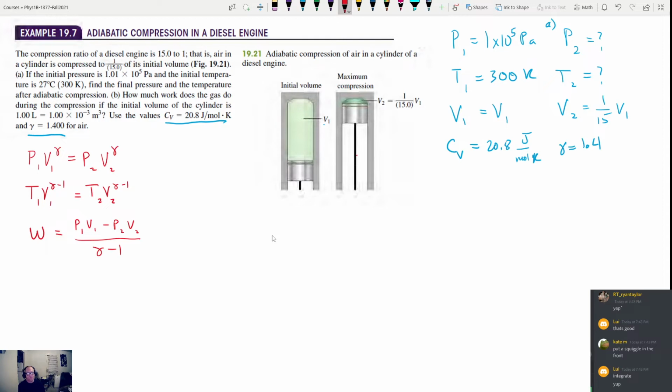So I want you to try to solve part A, and I want you to try to solve part B. And like I said, there's more than one way to do it, so feel free to choose your own method, okay? I'll give you 5 minutes, and then we'll solve it.